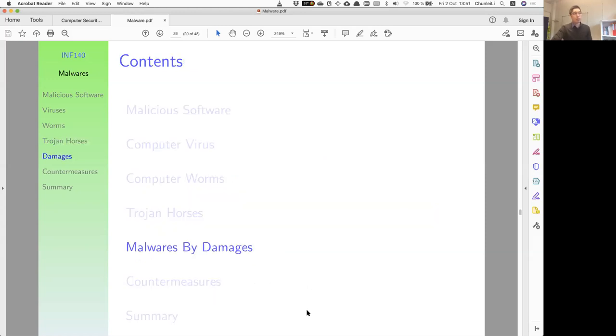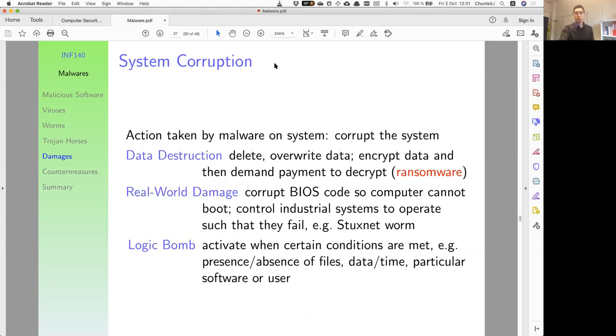Now let's look at the second part of malware. I mentioned the malware can be classified based on how they propagate, and also based on the content of the payload, what kind of damage they can cause to the victim system. In general, this is system corruption.